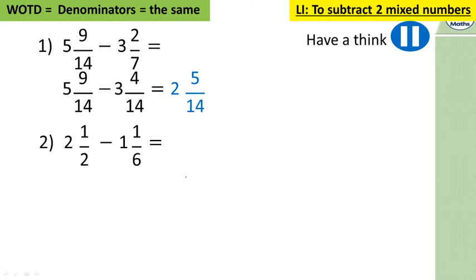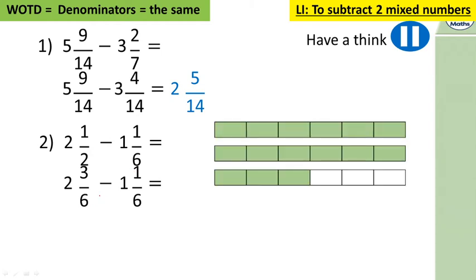So 2 and a half minus 1 and a sixth. Let's make those denominators the same. So we're going to make them into sixths. So you get from half to sixths by multiplying by 3, because 2 times 3 gets you to the 6. Whatever you do to the bottom, you do to the top. 1 times 3 is 3. So now we have 2 and 3/6 minus 1 and 1/6.